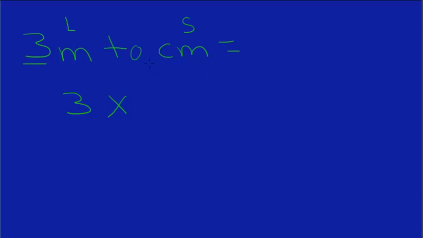Now I have to know what my conversion rate is from meters to centimeters. So I'm going to look at my conversion chart, and yours is in your journal if you have that at home, but I'll tell you it's 100. So we have 3 times 100. And 3 times 100, let me put my decimal point, is 300. And I converted to centimeters, so it's going to be cm.